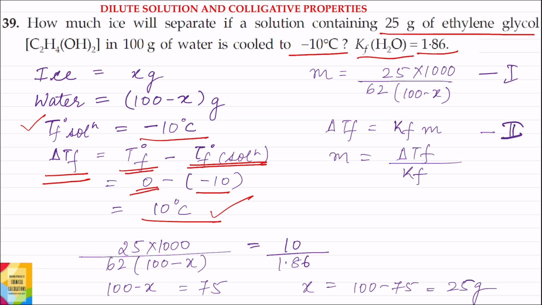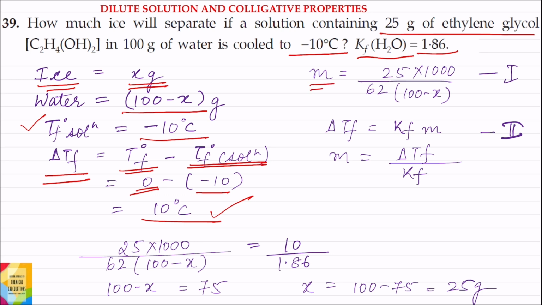Now, let us assume that the weight of ice that separates out, let it be x grams. Therefore, initially the weight of water was 100 gram. Now, after x gram of ice separates out, the weight of water will be 100 minus x gram. So, at minus 10 degree centigrade, 25 gram of ethylene glycol is present in 100 minus x gram of water.